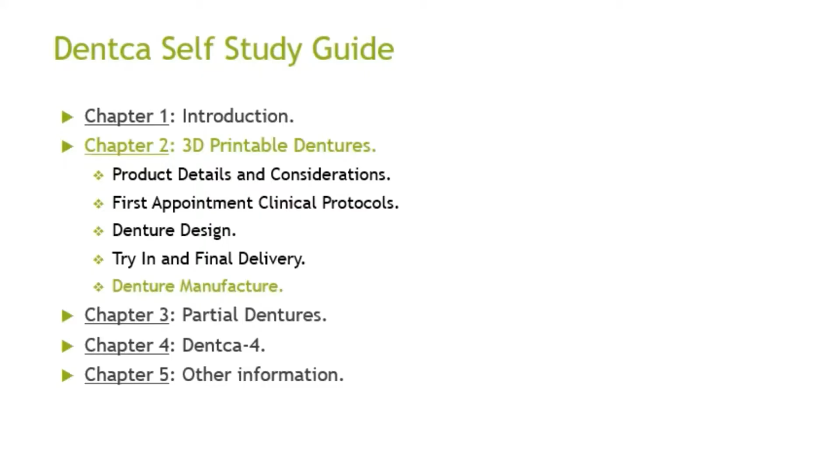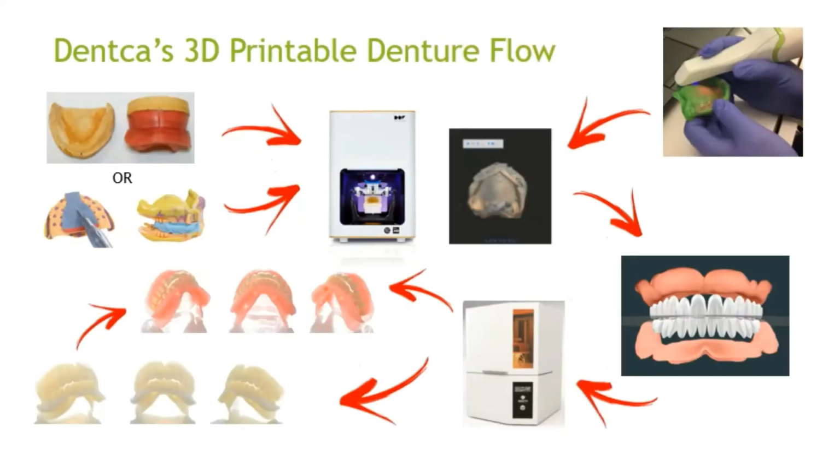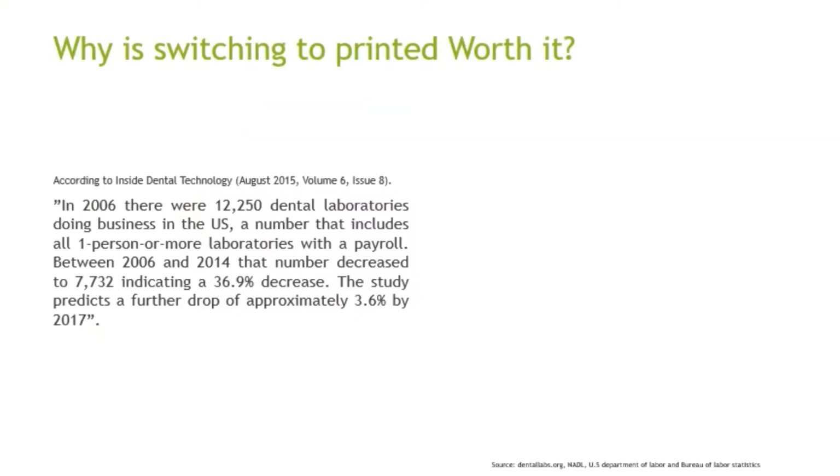In this final part for 3D printable dentures, we're going to be exploring denture manufacture. We're going to explain how to digitize physical records and convert them into STL files. Then we're going to explain how to design dentures with the DENTCA Design software, how to 3D print both finals and trying dentures, and how to post-process both of these as well.